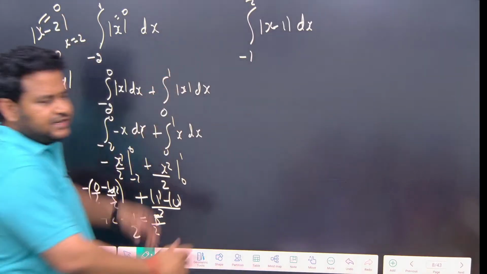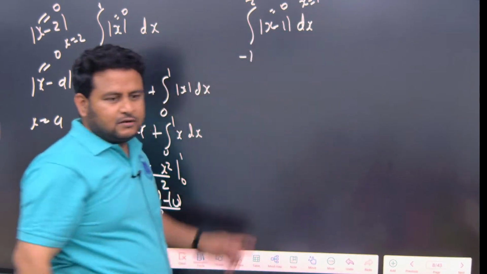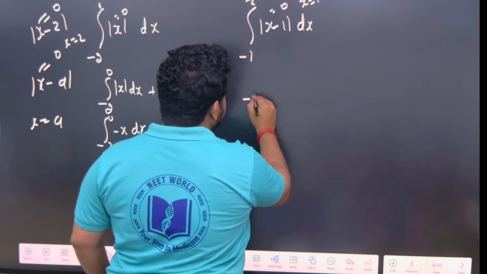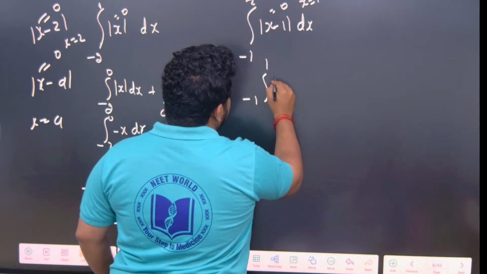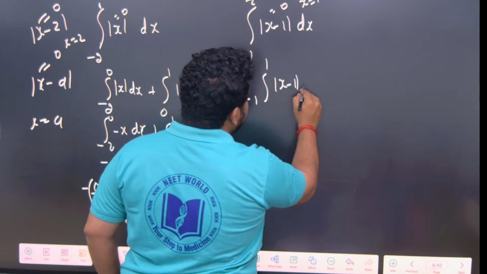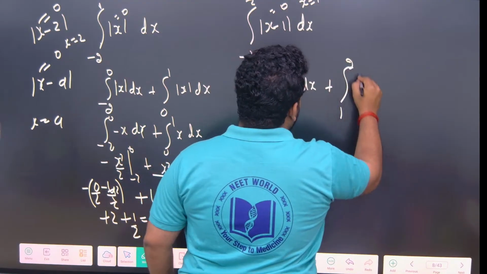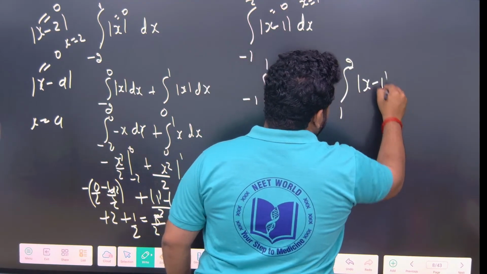Here you will take what? Equal to 0 means x will become equal to 1. So we have to split at which point? 1. So this will become minus 1 to 1. x mod x minus 1 only you should keep it as of now, mod x minus 1 dx. Plus 1 to 2, mod x minus 1 dx.